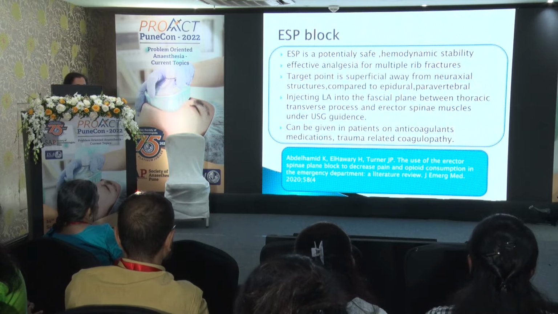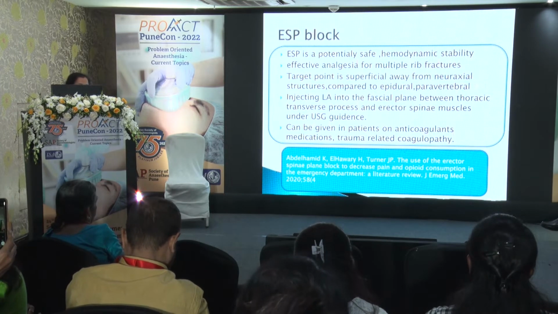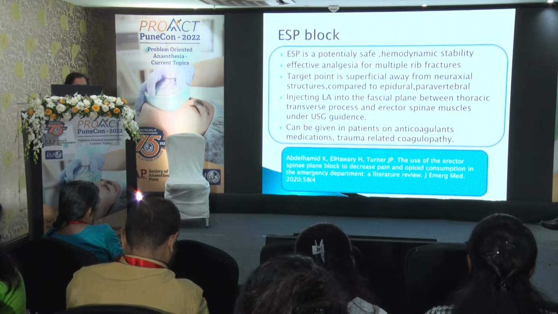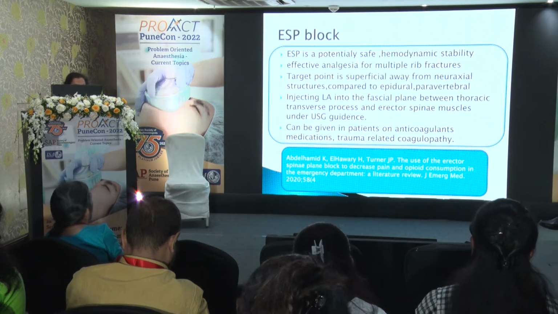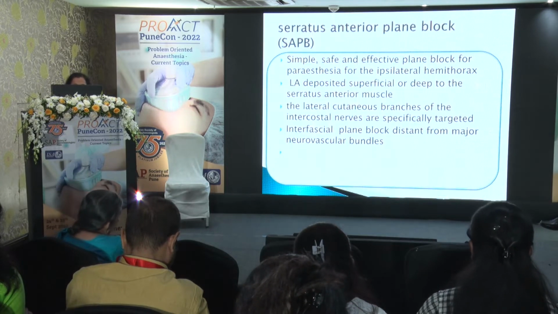It is a unilateral block, unlike the epidural and paravertebral block, which can be bilateral. This is the epidural block. It provides target-specific analgesia, as local anesthetic is injected into the fascial planes. It can be given in patients on anticoagulant medications.